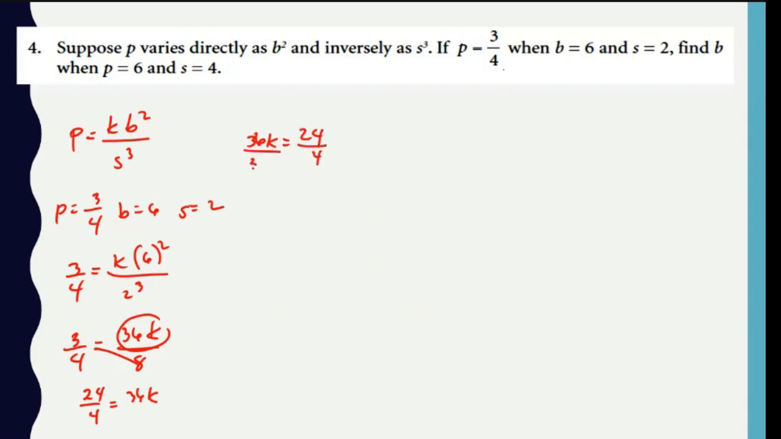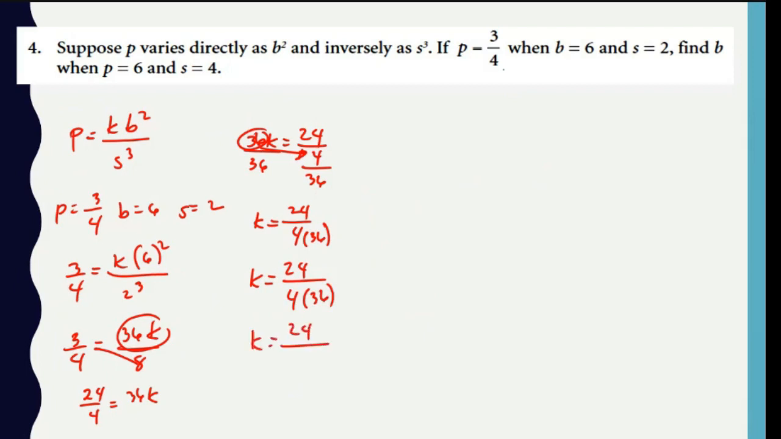I will divide both sides by 36. So K will be equal to 24 over 4 times 36. The 36 will multiply with the 4 when it is divided. So you will have K is equal to 24 over 4 times 36. 4 times 36 is equal to 144. And dividing 24 divided by 144, the answer will be 1 over 6. So K is 1 over 6.